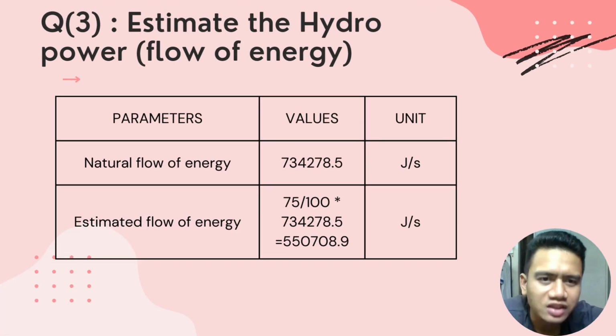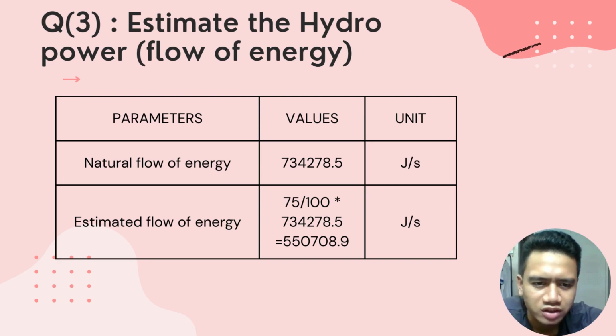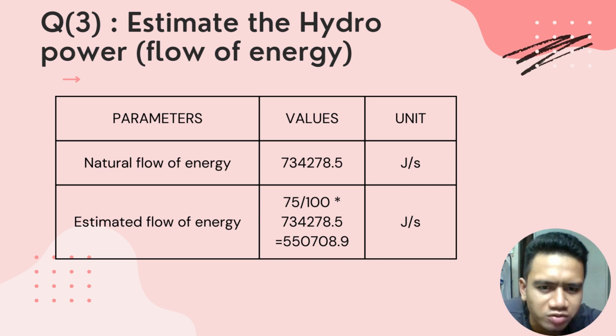For the next question, question number 3, estimate the hydropower flow of energy. From the question, we can find the flow of energy by using the value for natural flow of energy, 734 to 78.5, and the estimated flow of energy, which we get using the efficiency, which is 75% times the natural flow of energy, and we will get the answer.